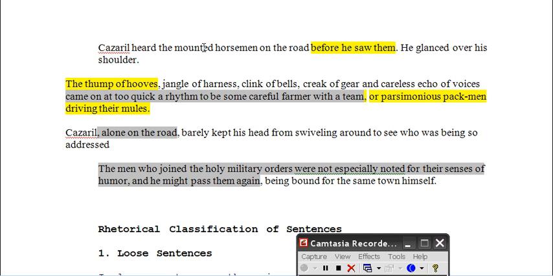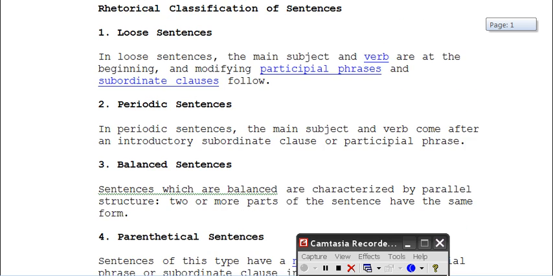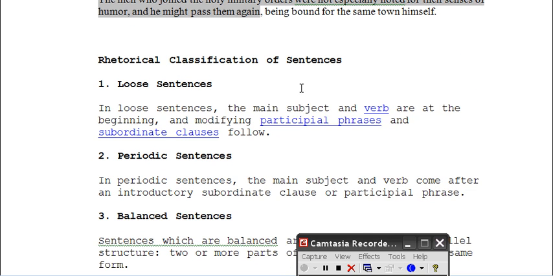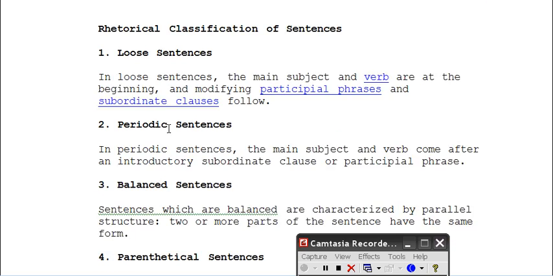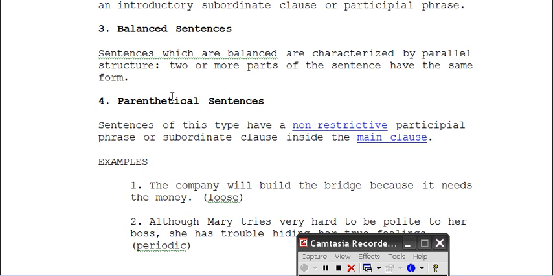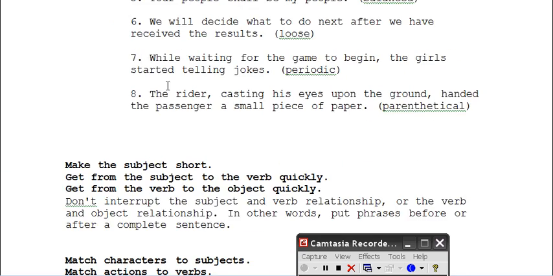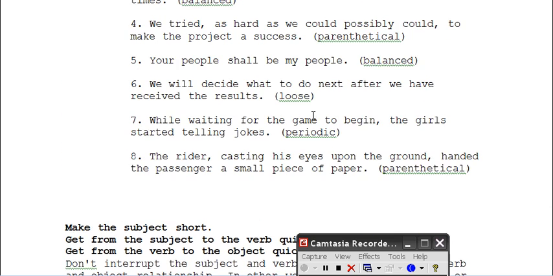Okay, so that's a brief brush up on the types of sentences. And then we'll go through this brief brush up too of rhetorical classification, because it's really helpful to see sentences in this way, and then we'll get on to the rules that will impact your writing, and you'll learn how to write these beautiful, powerful sentences.